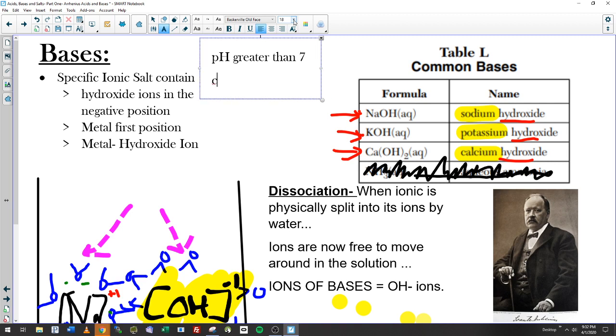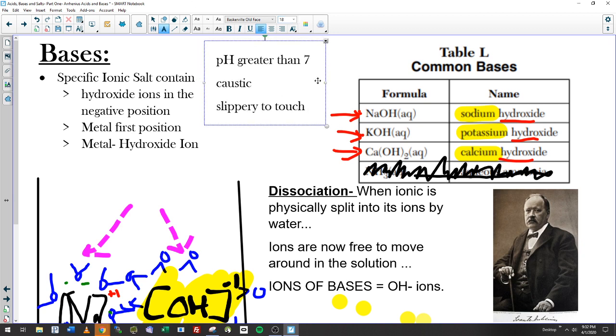They are going to be what we call caustic, which means that they can degrade the skin, like they're just not cool, you don't want to hang out with them, and they are usually slippery to the touch. The example of that would be something like soap. Soap is a base. We're going to get into more properties another time, but these are the basic properties that you saw in the review book.